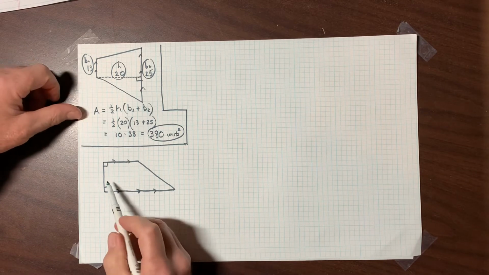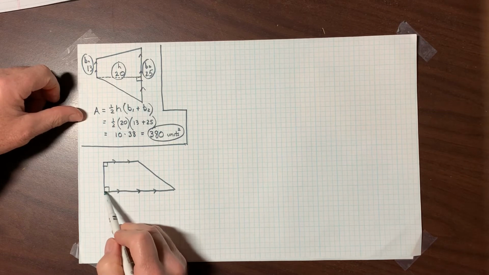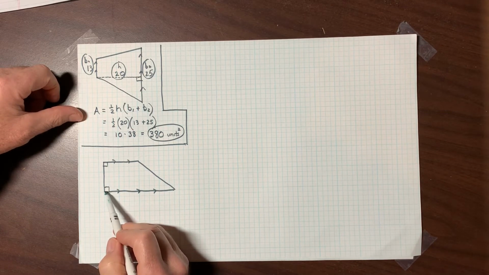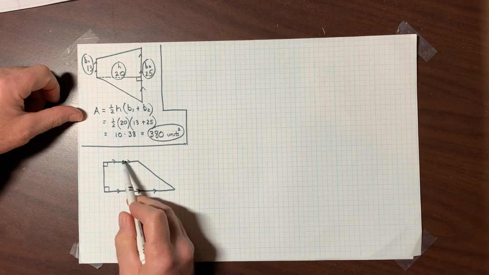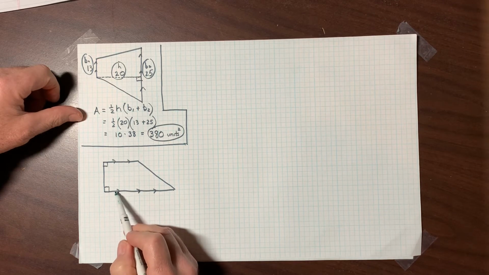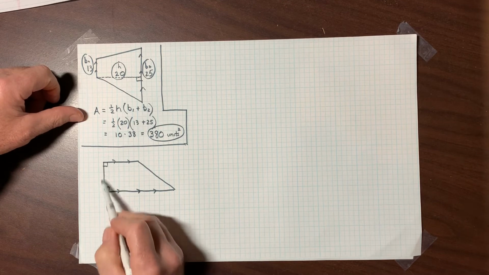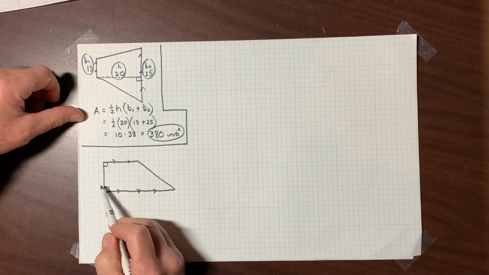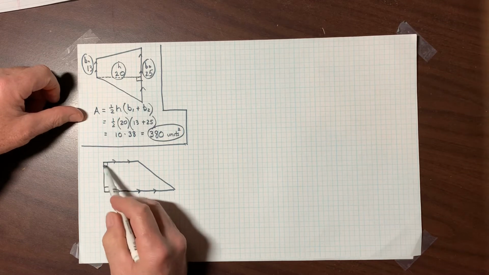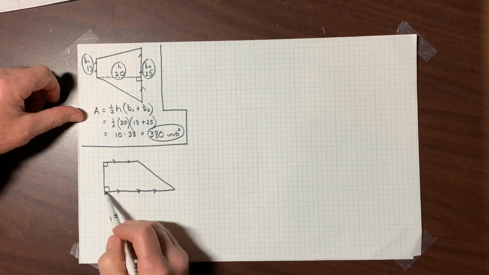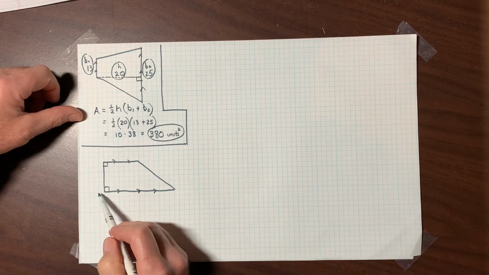But notice that this side of the trapezoid is perpendicular to both the top base and the bottom base. And just very simply, what that means is that this side here is actually the height. And that's not always the case. It would only be the case if it's perpendicular. So this is a side of the trapezoid, but it's also the height of the trapezoid.